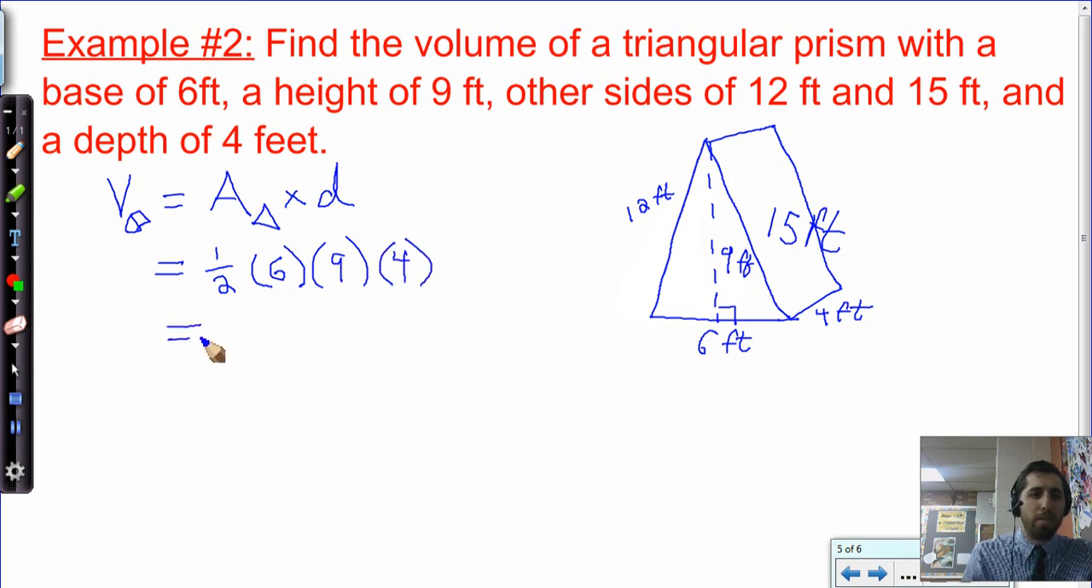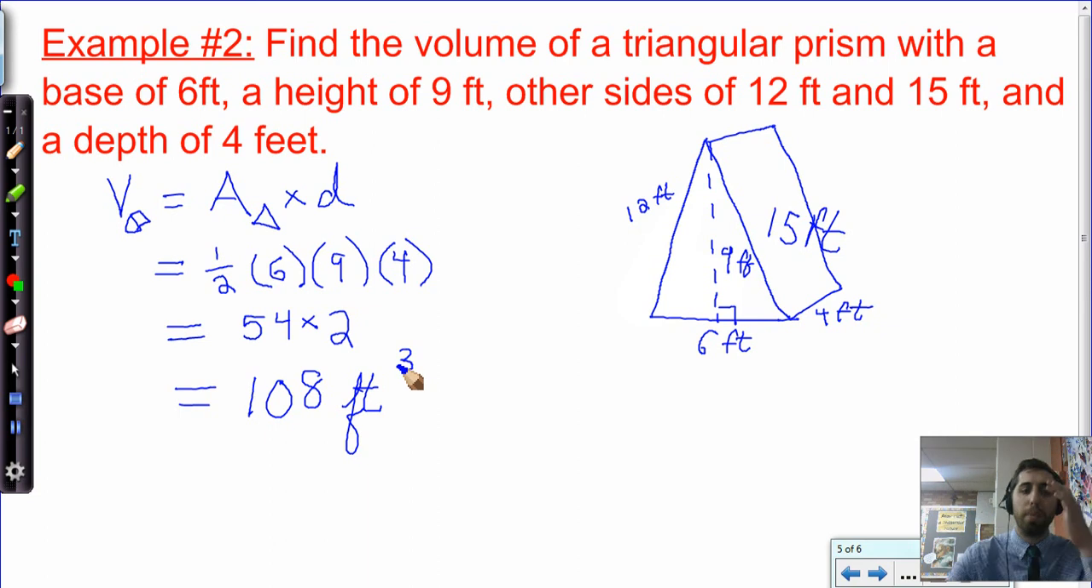If I was going to multiply this out, I might say that 6 times 9 is 54, and I can, again, multiply in any order I want as long as we're only multiplying. We still need to multiply by 1/2 times 4. I can do that real quickly as well. That's 2. 54 times 2 is going to be 108, and it's going to be feet cubed. Again, because it's a three-dimensional space, so we need to fill it up with cubes.